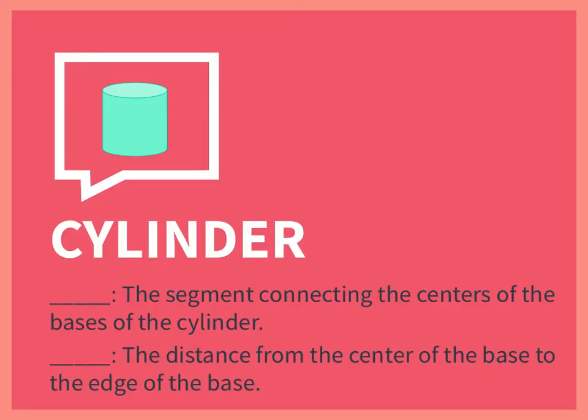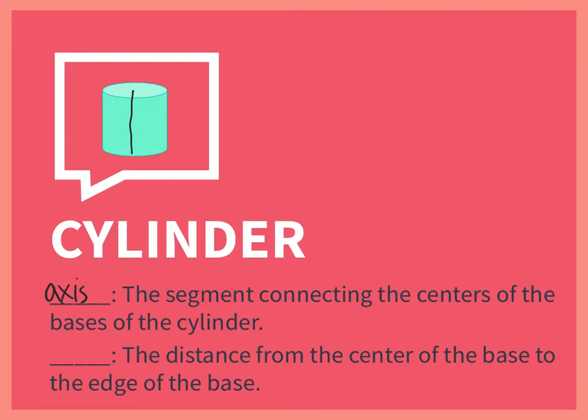So let's first start by talking about cylinders. The axis is the segment connecting the centers of the bases of the cylinder. So the bases of the cylinder are circles. The axis would be from here to here. And many of you know this as the height.